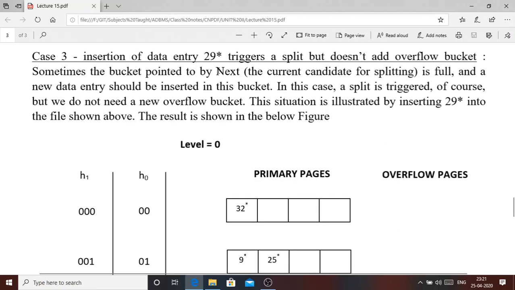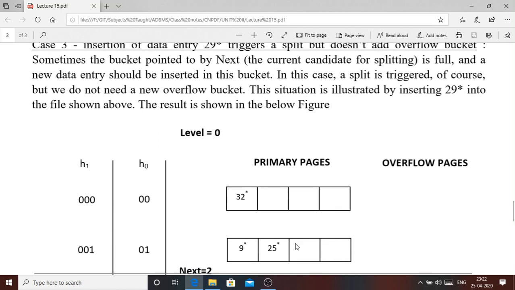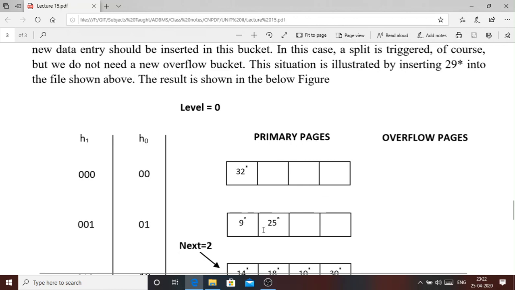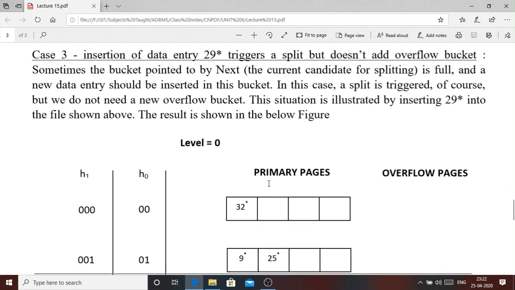Now next, if we want to insert 29, the binary equivalent of 29 also has the last 2 bits as 0 1. So it belongs to the same bucket where we have inserted 37. Now when we inserted 37, we have observed that this bucket got full. Okay. So now there is no place for 29. So this bucket needs to get split.